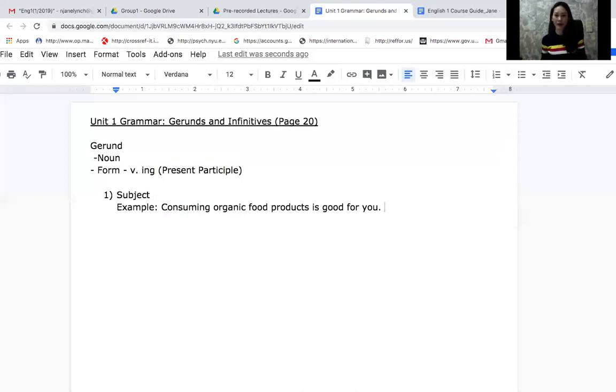Full stop. So what is the main verb of this sentence? The main verb is "is". What is the subject of this sentence? The subject is consuming. So what is the form of this consuming? This is gerund form, right? So as we say, a gerund is a noun. So when it's a noun, we can use a noun as a subject. So consuming, when it's in ing form, we can use it as a subject. So we can start a sentence with a gerund when we use it as a subject. Okay.